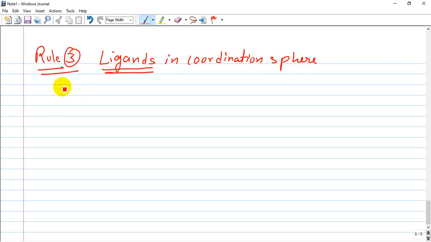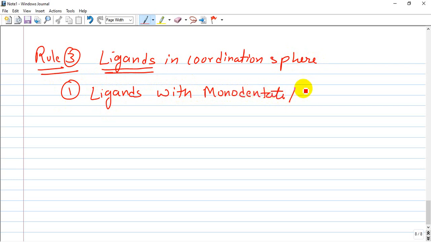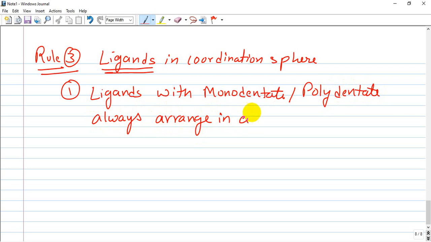We are writing the ligands. The first point is ligands with monodentate or polydentate always arrange in alphabetical order in coordination sphere.